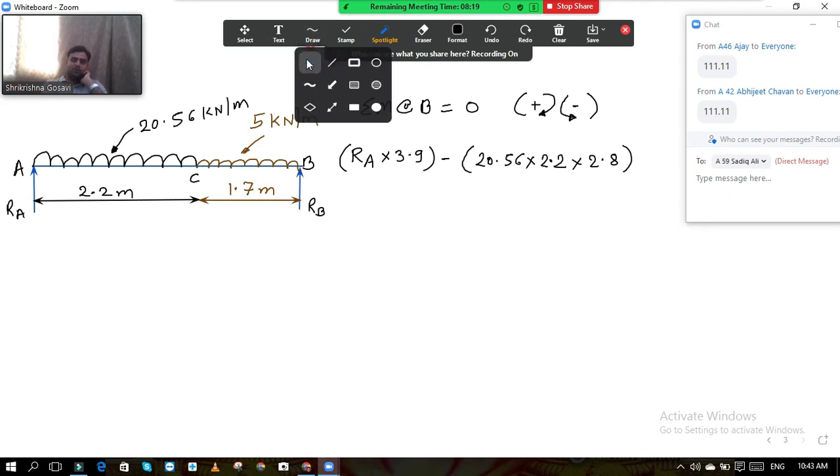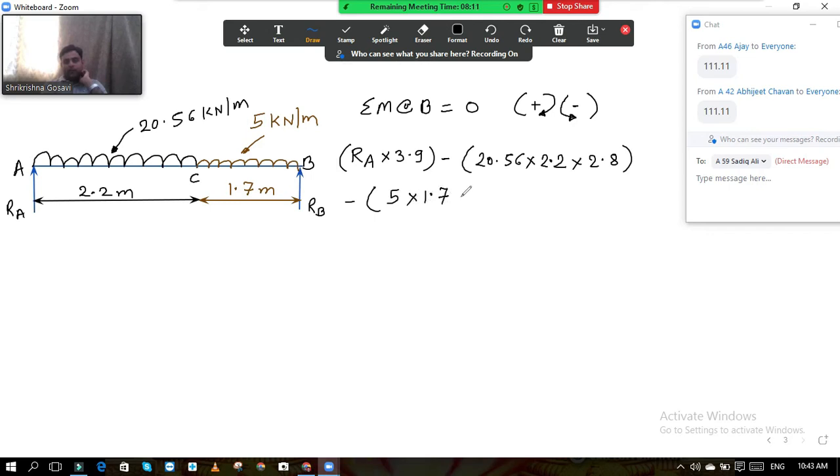So anti-clockwise direction means it is again minus. It is 5 into 1.7. So 5 into 1.7 is not the moment. UDL means rectangular load, so we take the area of the rectangle to convert this UDL into the point load. So 5 into 1.7 is the conversion of UDL into the point load. And now it will act at the center of this 1.7. So from point B, its distance is how much? 1.7 by 2, which is near about 0.85, I think.